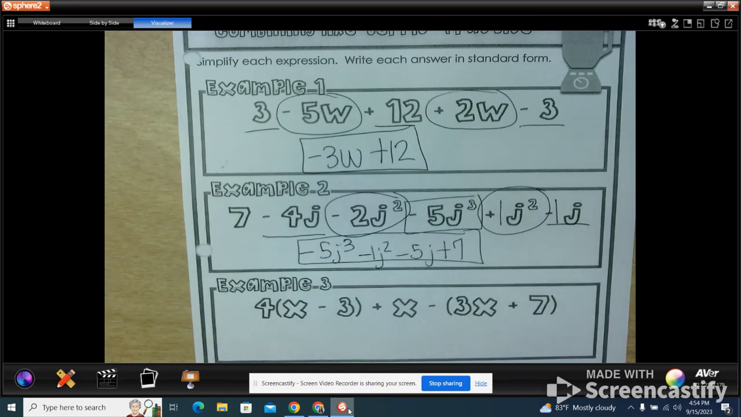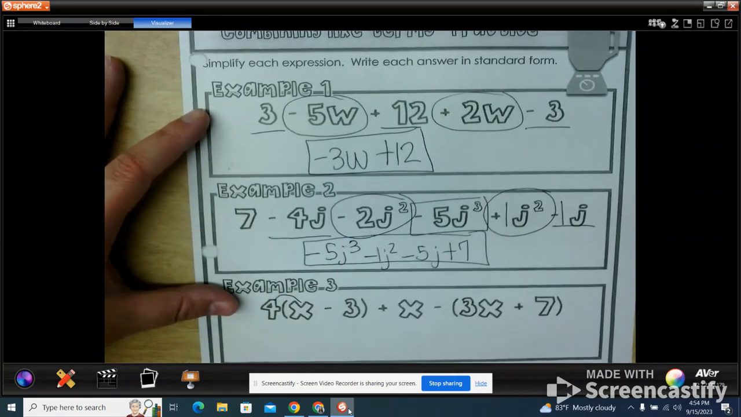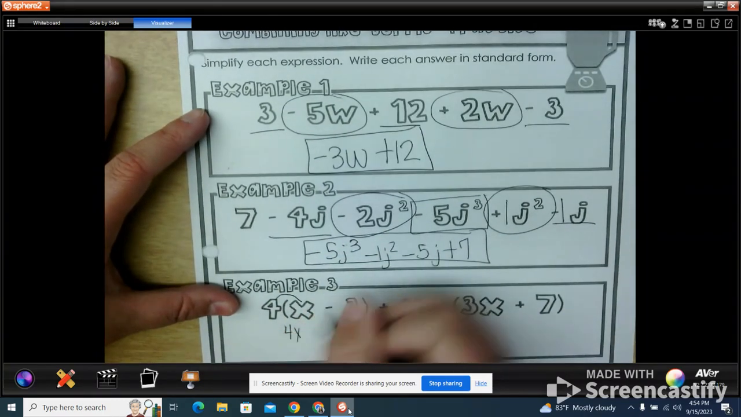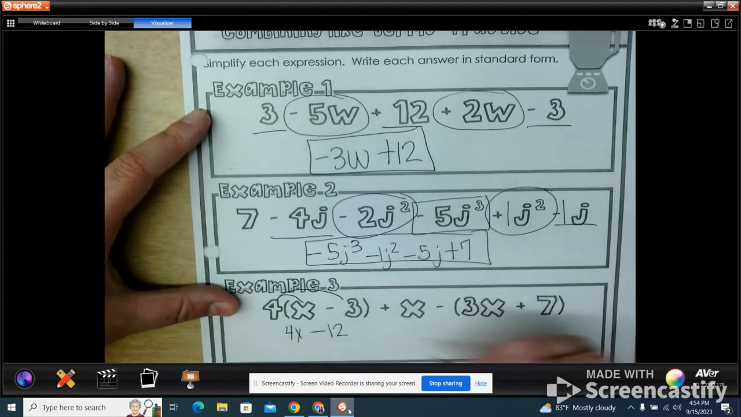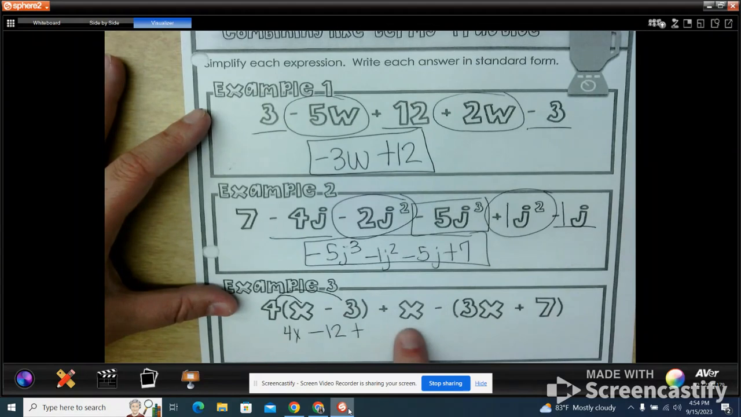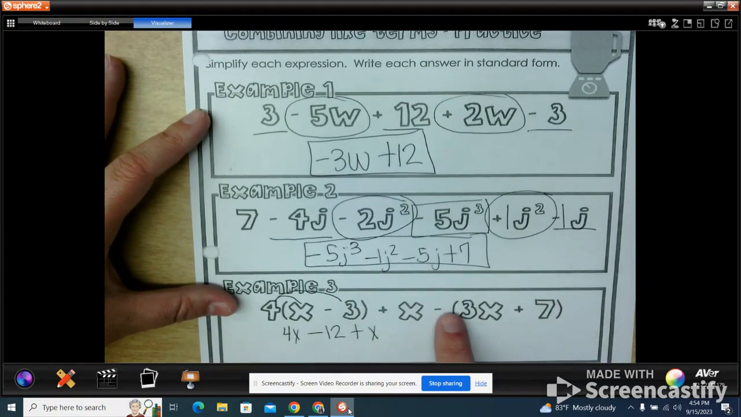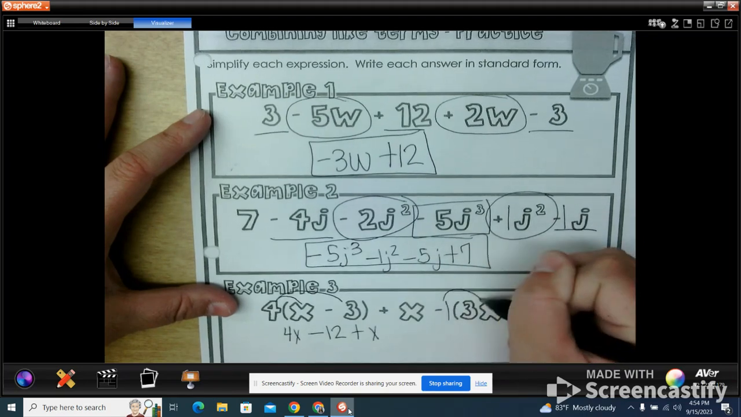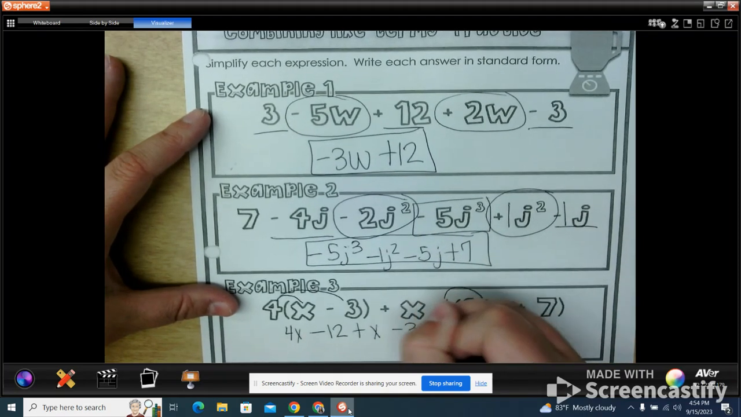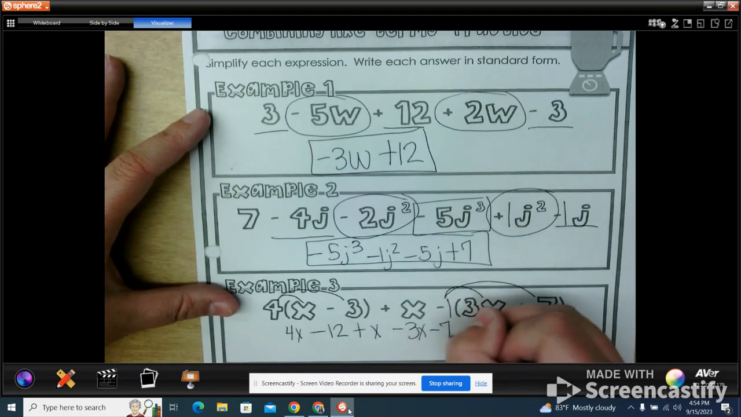On this last one, we do have some distributive property we're going to have to do first before we can combine. So we're going to distribute 4 to x, which is 4x. Distribute 4 to minus 3, which is minus 12, plus this x is not with the parentheses, so it's going to be written down. This one, we're going to distribute a negative 1 all the way across. So negative 1 to 3x is negative 3x. Negative 1 to plus 7 is going to be a negative 7.